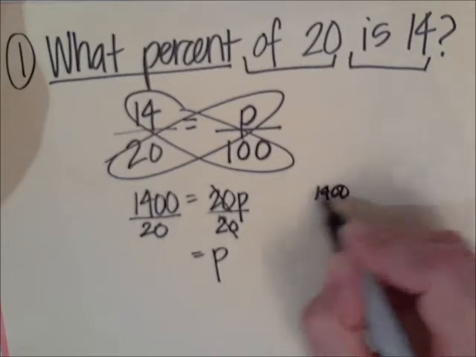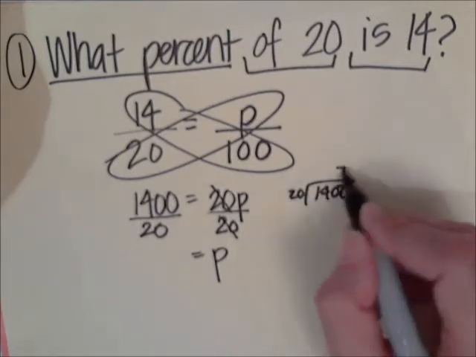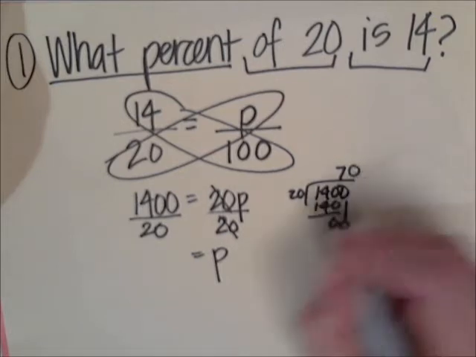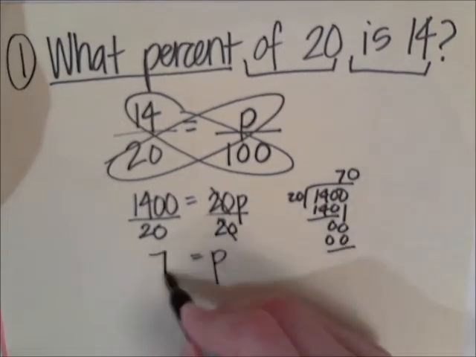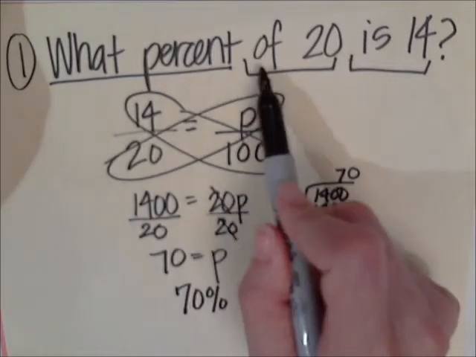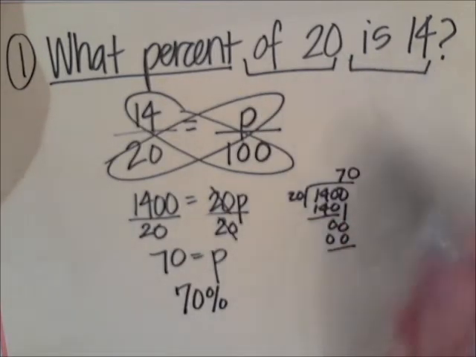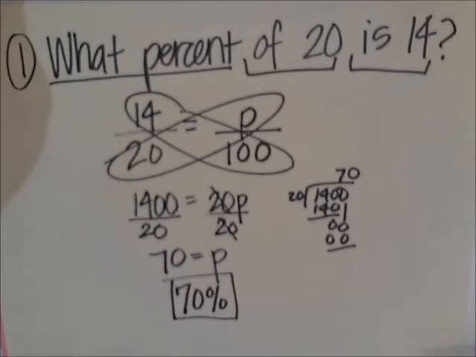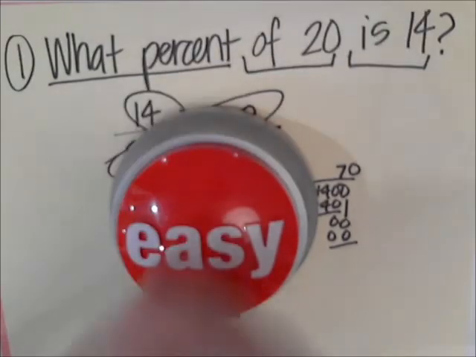1400 divided by 20, I know is going to be, just showing my work for fun, 70. So the answer is 70%. What percent of 20 is 14? Okay, that makes sense. 14 is 70% of 20. Let me say that one more time. 14 is 70% of 20. Pretty good job. I would say that was pretty easy.